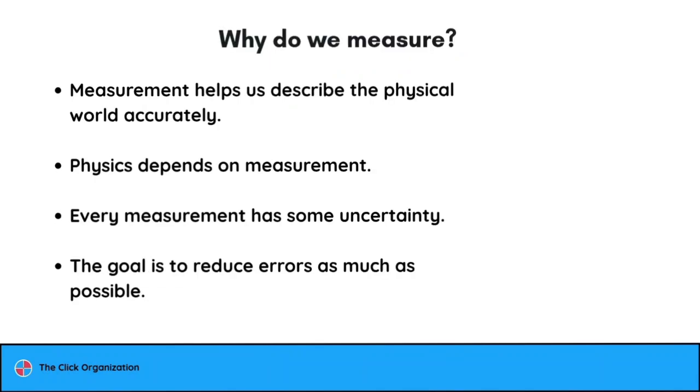Why do we measure? Physics is a science based on observation and measurement. To study nature, we must measure quantities such as length, mass, time, and temperature. However, no measurement is perfectly exact. Every time we measure something, there is always a small amount of uncertainty or error. The goal of a scientist is not to remove error completely, because that is impossible, but to reduce it as much as possible so that the results are as accurate as they can be.